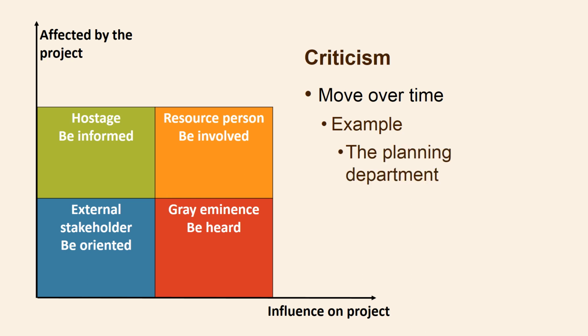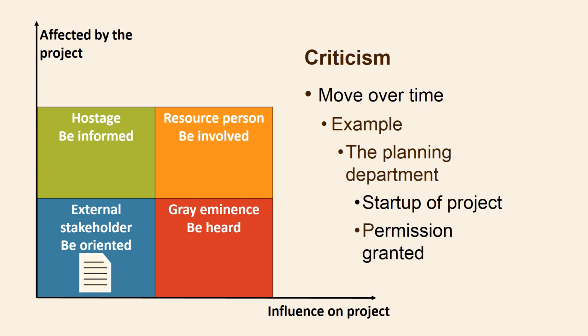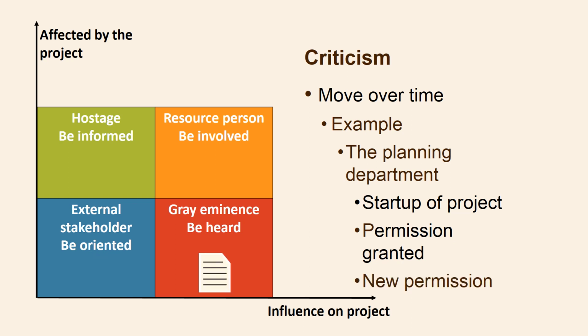To start construction, we must have the approval of the planning department. We need a building permit, so in the startup phase of the project, we must place the planning department as a grey eminence. The planning department is not affected by the project, but has influence on the project. Once they have given permission for the building, they are considered an external stakeholder. If we want changes in the construction that require a new permit, the planning department moves back to being a grey eminence.